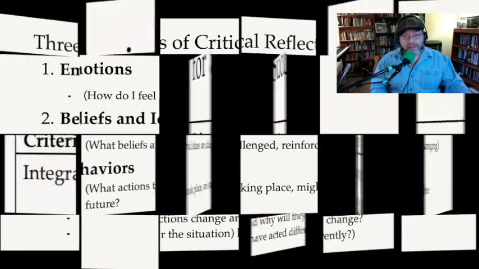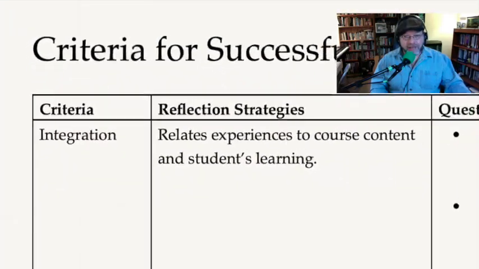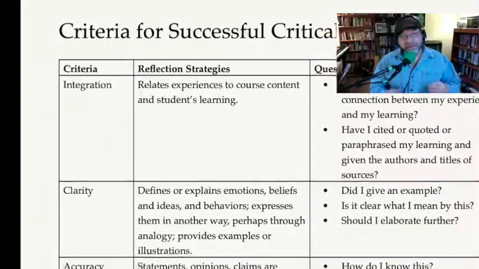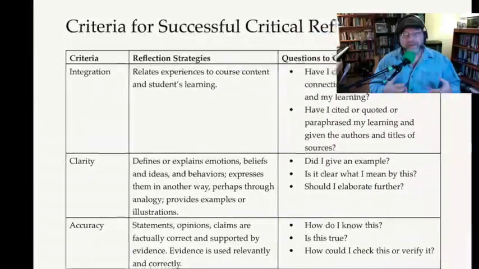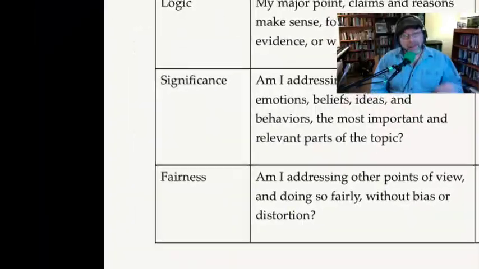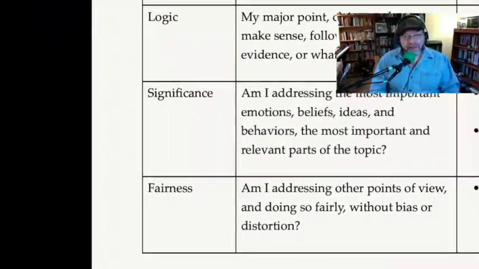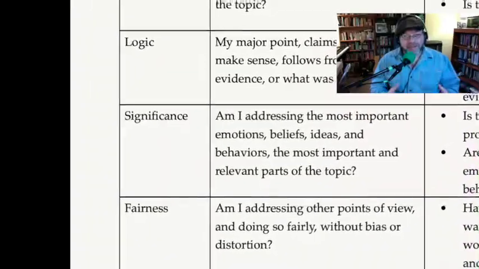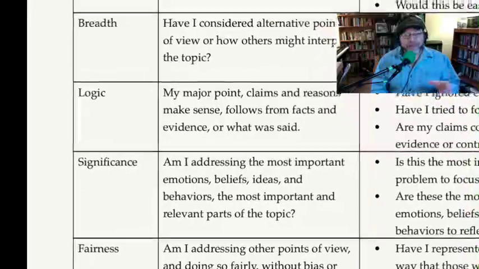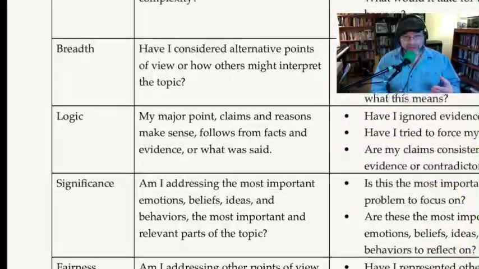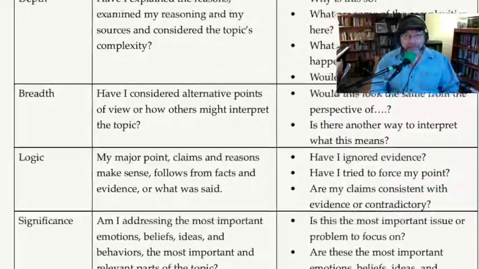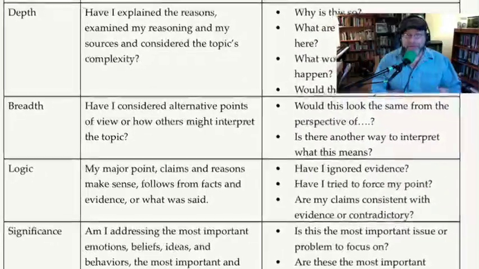Okay, now here's a table that lists a set of criteria, or what we look for in a successful critical reflection. Now there's a lot here, and every reflection is not going to contain everything, but it is a goal. Notice that after each criteria, the next column lists strategies you use when writing reflections. And finally, the last column gives you self-check questions. Asking yourself these questions when writing will make your reflections and interactions with other students stronger.